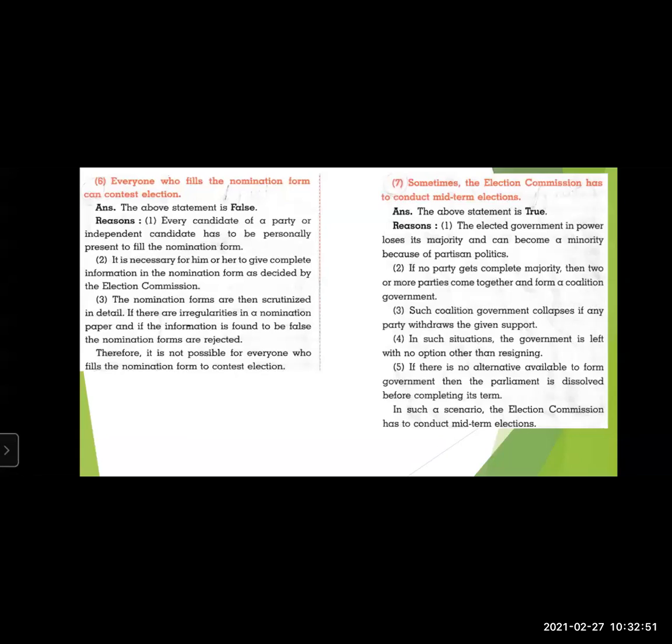If there are irregularities in the nomination paper or form, and the information is found to be false, the nomination forms are rejected. Therefore, it is not possible for everyone who fills the nomination form to contest the election.